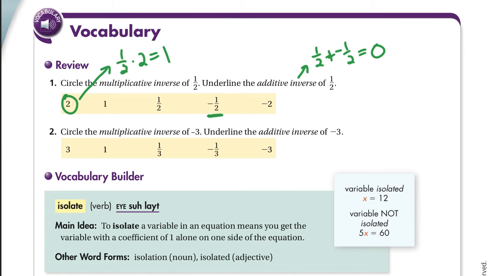Okay? So you can try number 2 if you want to pause the video for a second and try number 2 on your own. Also, I'm going to wait a second, and then I'm going to go through number 2. Number 2 states the multiplicative inverse of negative 3 and the additive inverse of negative 3. The multiplicative inverse of negative 3 is negative 1/3, because negative 3 times negative 1/3 is 1. The additive inverse of negative 3 is positive 3, because negative 3 plus 3 is 0.